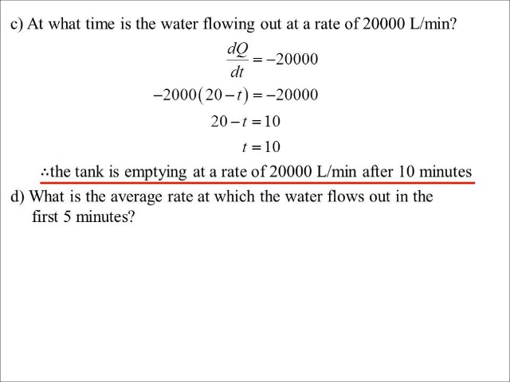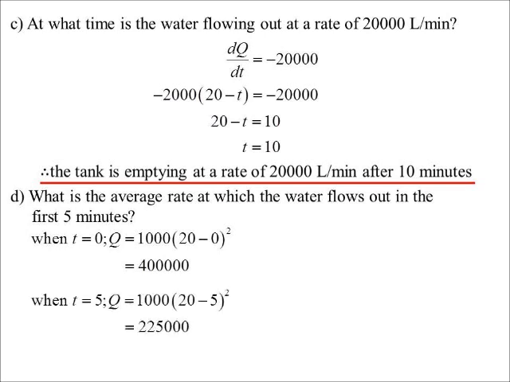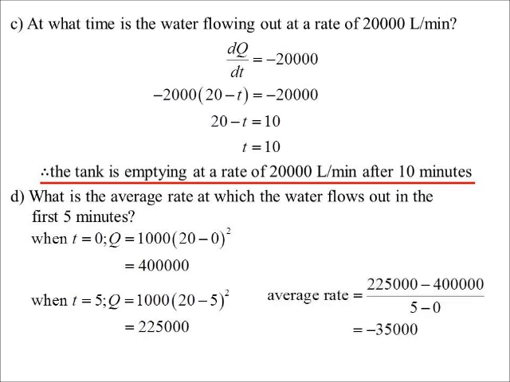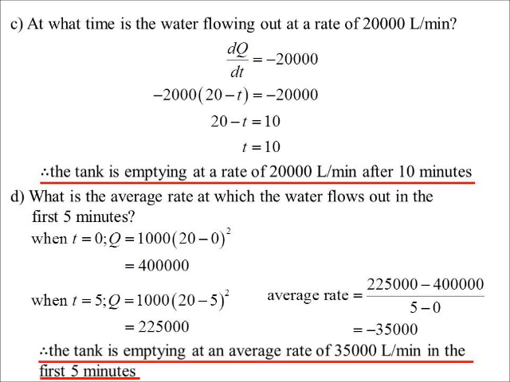Right, so now they might say, well, look, over the first 5 minutes, what is the average rate? Well, if it's the average, then I'll need to know how much was in there when t equals 0, and we get 400,000 when we sub into Q. How much is in there at t equals 5? And we'll work out the average rate from that. So 225,000 minus 400,000 divided by 5 minus 0. Notice I've got a negative rate. So on average it's emptying at a rate of 35,000 litres per minute.